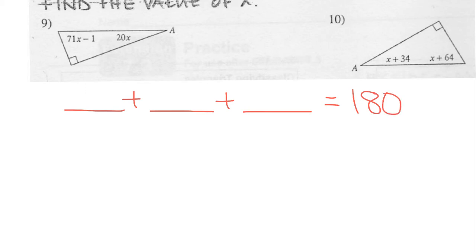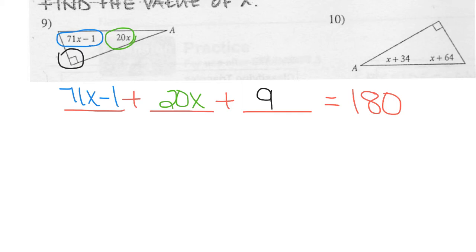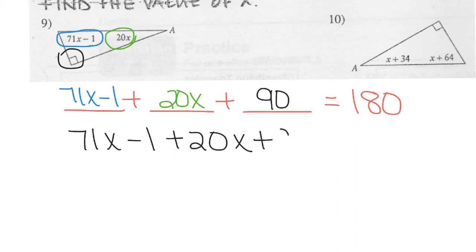So we're going to fill in these three blanks with the three given angles. The first angle we have is 71x minus 1. That's this angle right here. The next angle we have is represented with a 20x. And the last angle that we're given is represented by the box, and we know that is 90 degrees. So now we have the equation 71x minus 1 plus 20x plus 90 equals 180.